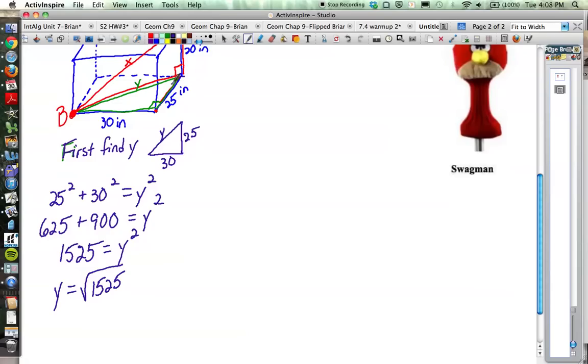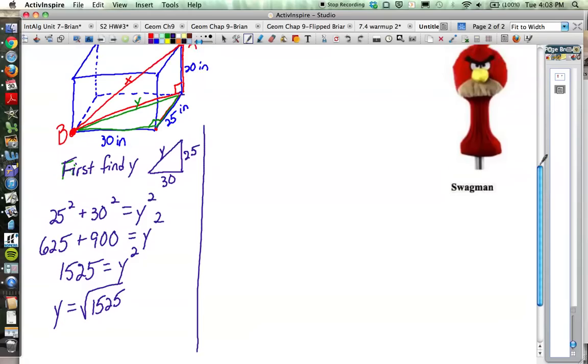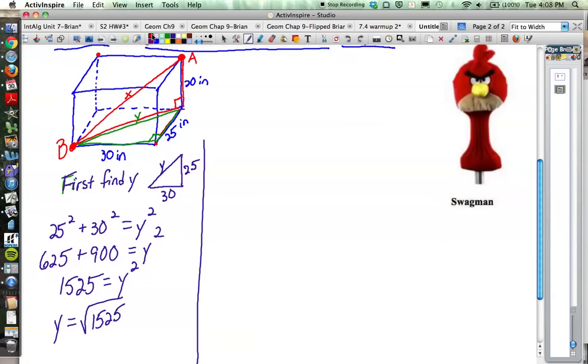Now, I could get that decimal, but I'm not going to yet because I'm not really interested in that decimal. I'd have to round it, and I want to keep my answer exact in my problem as long as I can. So now I'm going to go to my second triangle, the one that I've sketched out in red here in my box, that's going to have x. And now I want to find x.